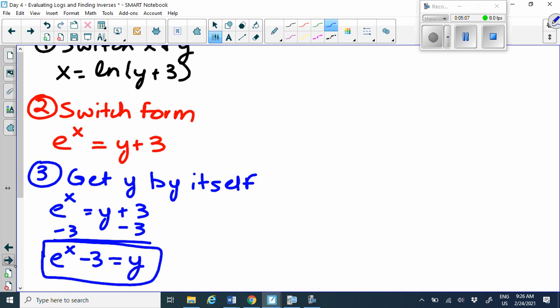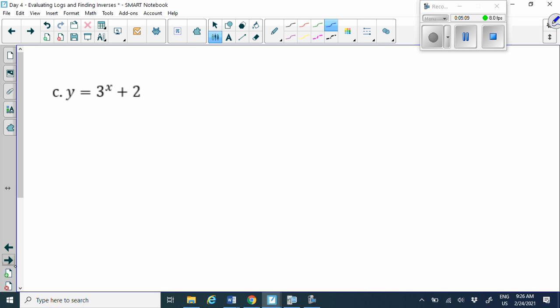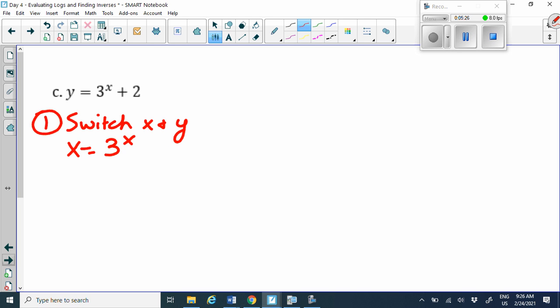Okay, let's do the last one. We have y equals 3 to the x plus 2. Okay, once again, remember we know log and exponentials, they're inverses of each other. Now the first step, as always, is to switch x and y. Okay, so now we have x equals 3 to the y plus 2.